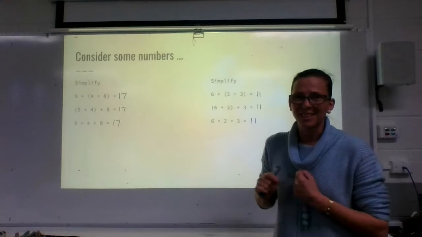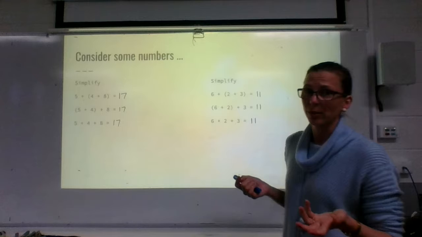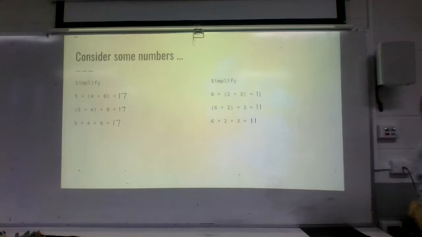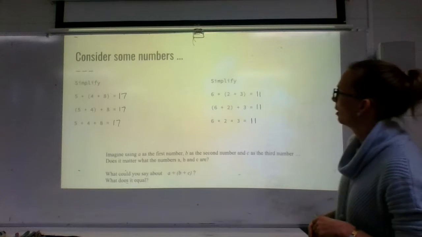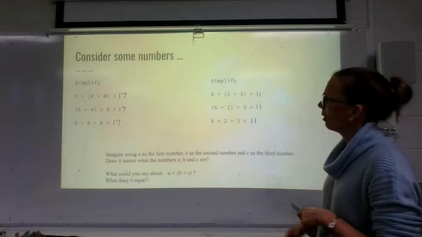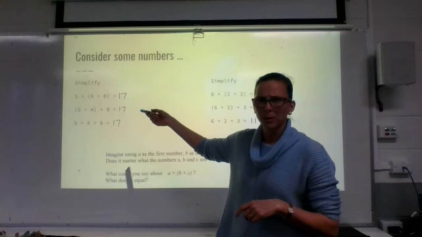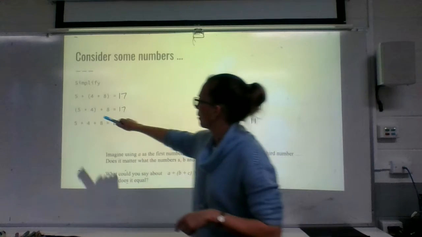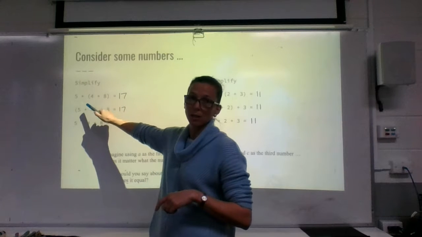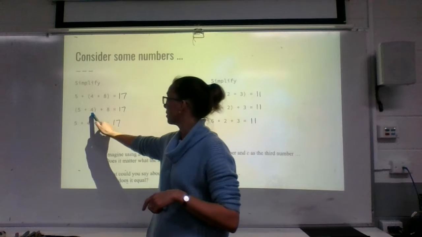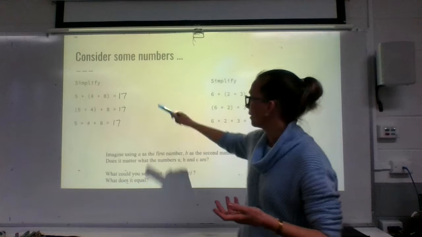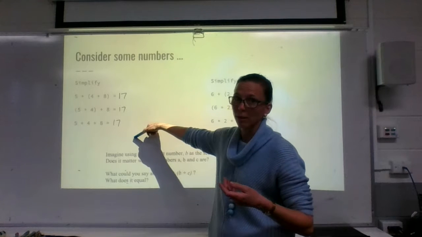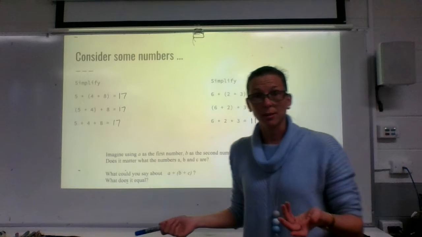So my top statement says consider. What do you think is going on here? Would it matter what numbers were in these situations? Would it matter if I changed this to a 6 or a 3? And I might change this to a 6 and a 3? Would I get the same result for each line of working? Well, the answer is yes.